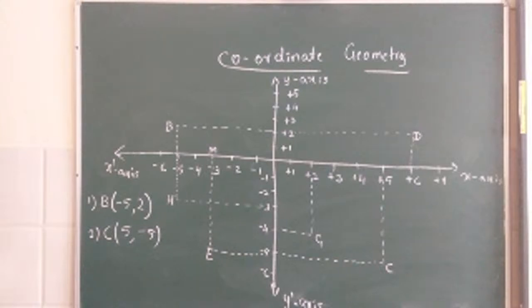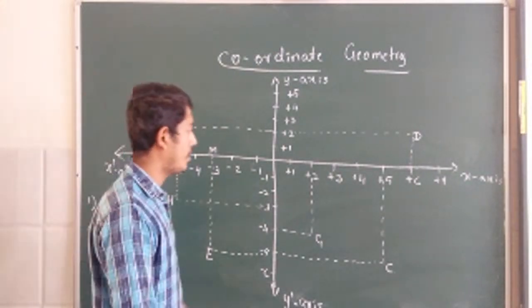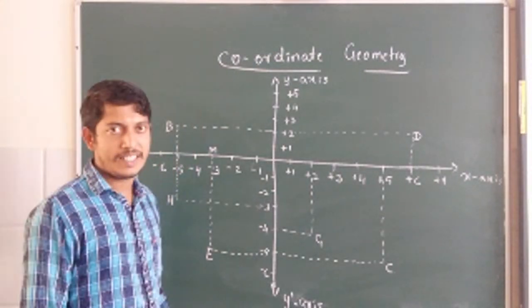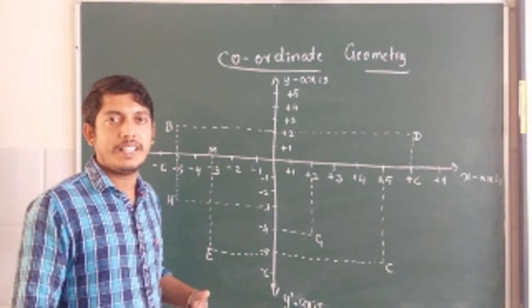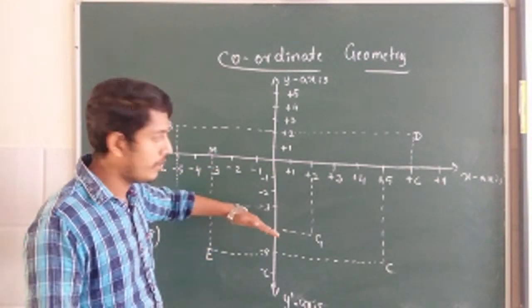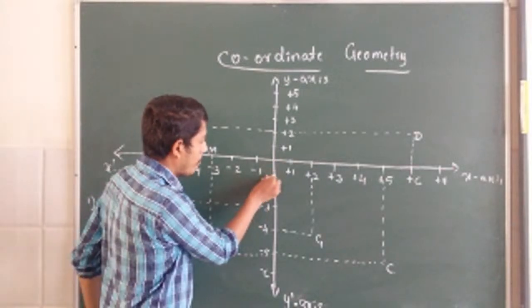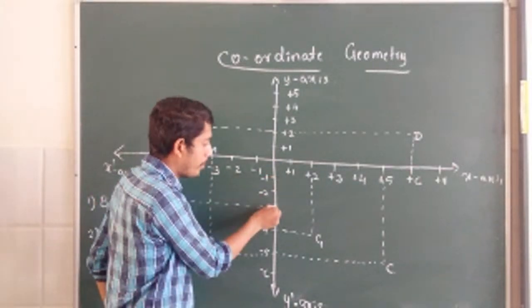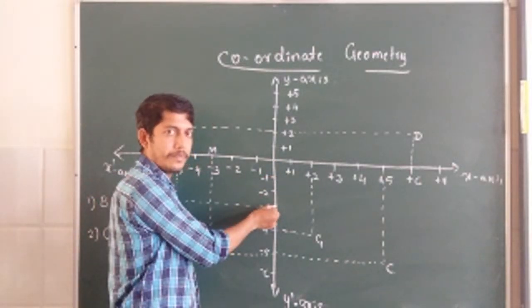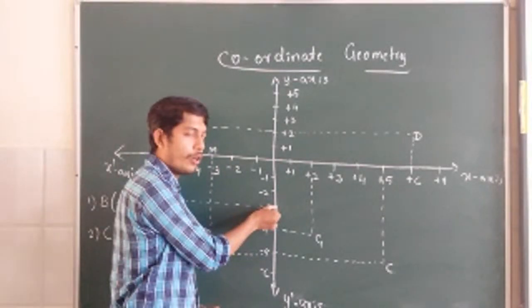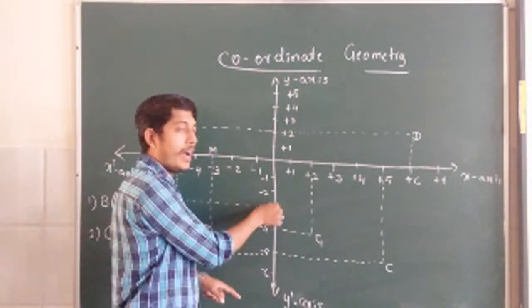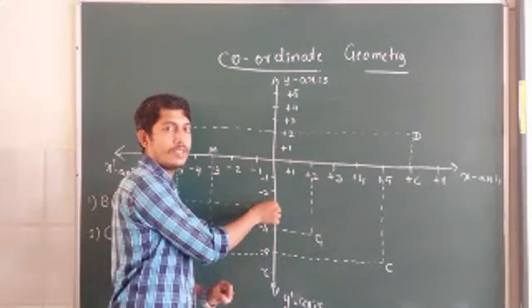Name that point which represents minus 3 comma minus 5. First we have to see the x-axis. Minus 3 is present on the x-axis, which means we have to move down. So minus 1, minus 2, minus 3. If minus 3 comma 0 is given, then this is the point. But here there is also a y value, that means coordinate values.